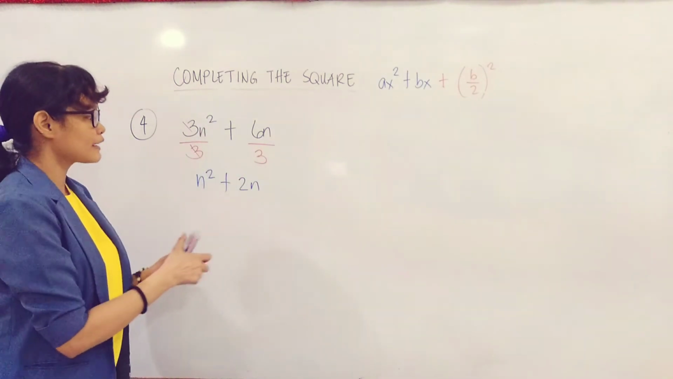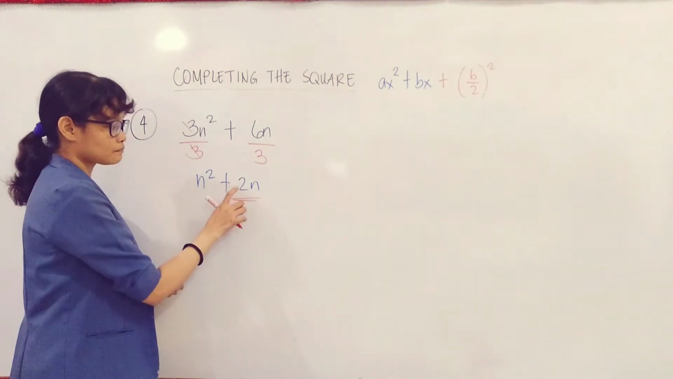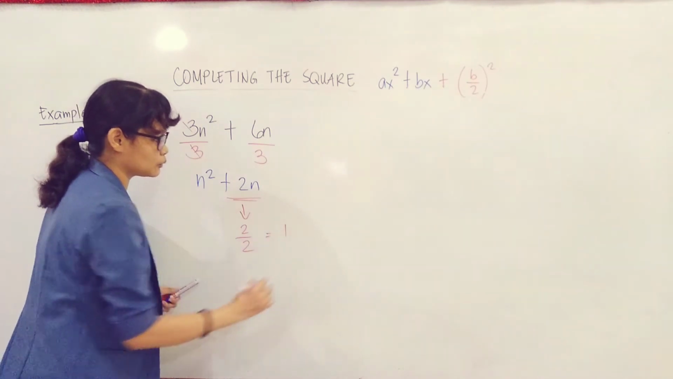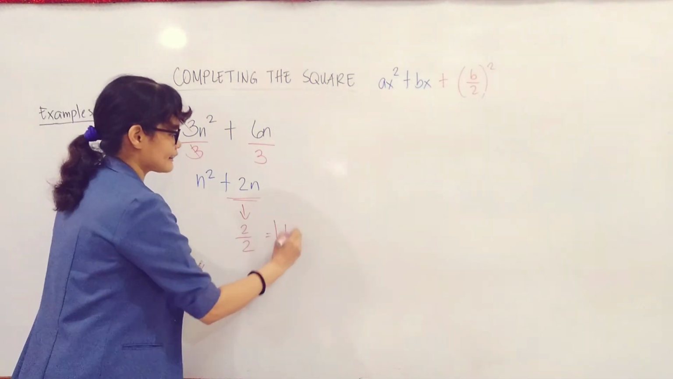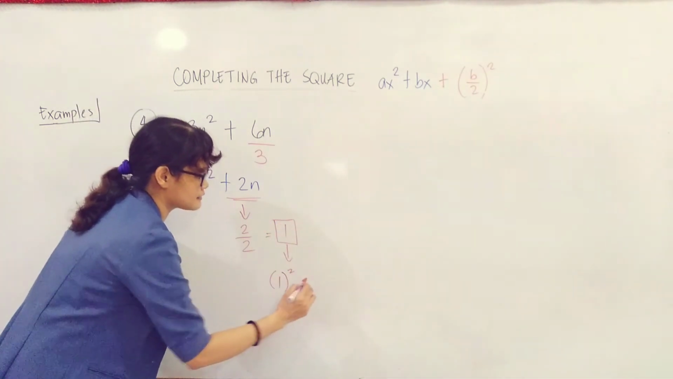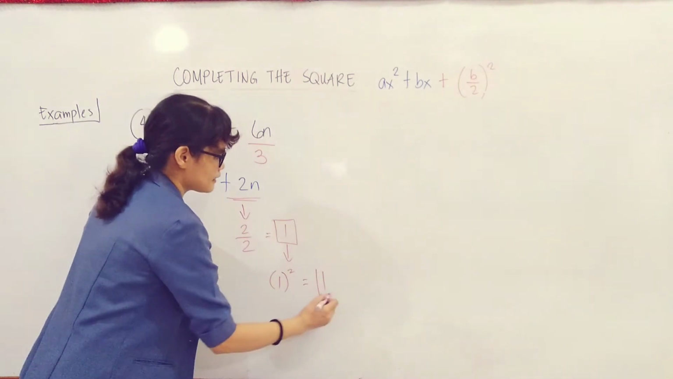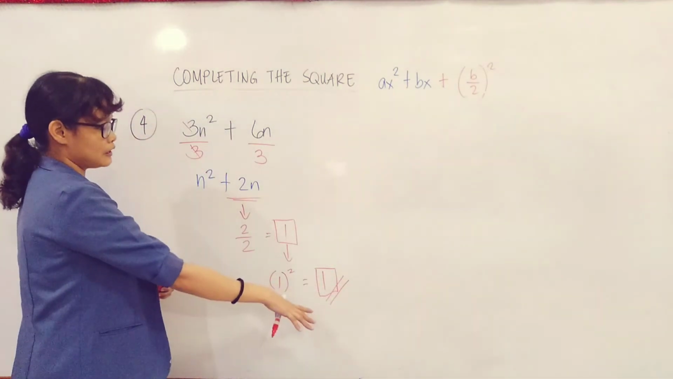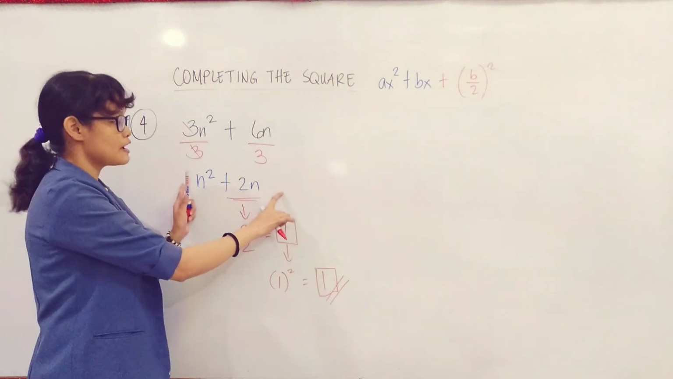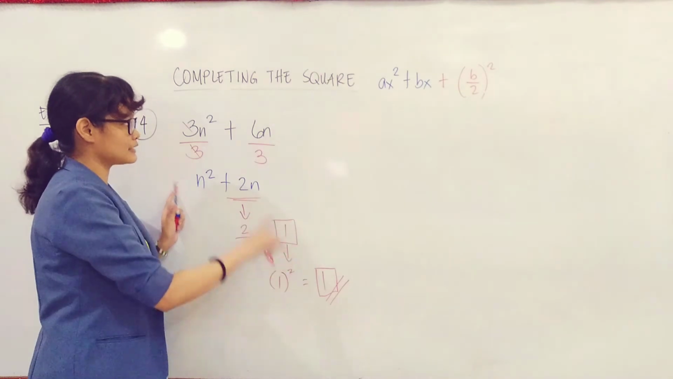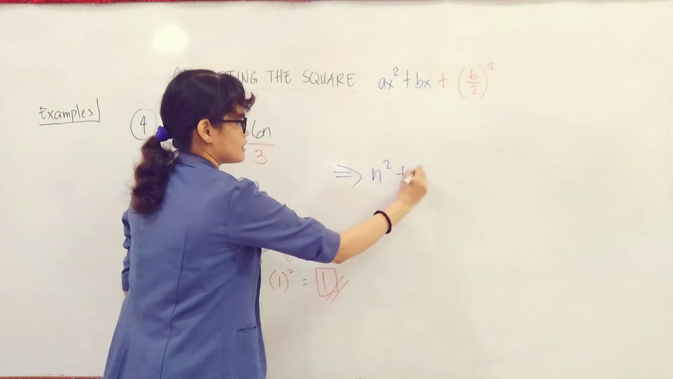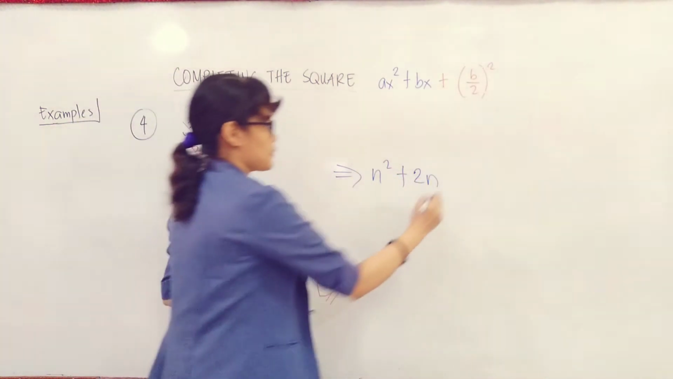Ayan. So gagawin natin, again, get half of the middle term. So that is 2 divided by 2 and that is equal to 1. Next, get the square of the resulting number. So what is 1 squared? It is still equal to 1. Ayan. Pagka nakuha mo na to, all you have to do next is just to add this number to the new form of your quadratic expression. So your final answer for this example is n squared plus 2n plus 1.